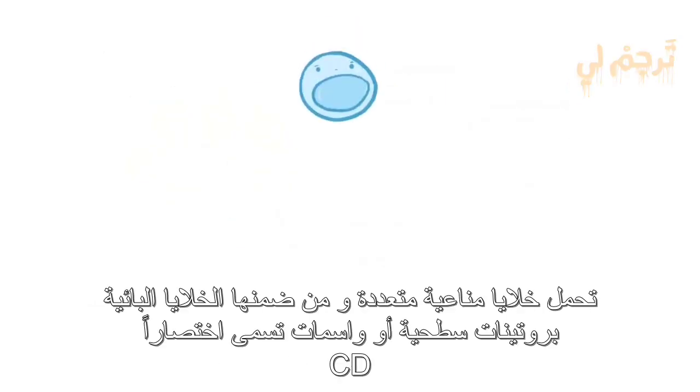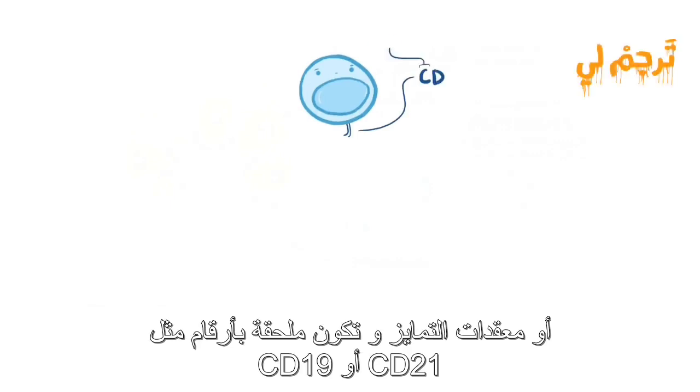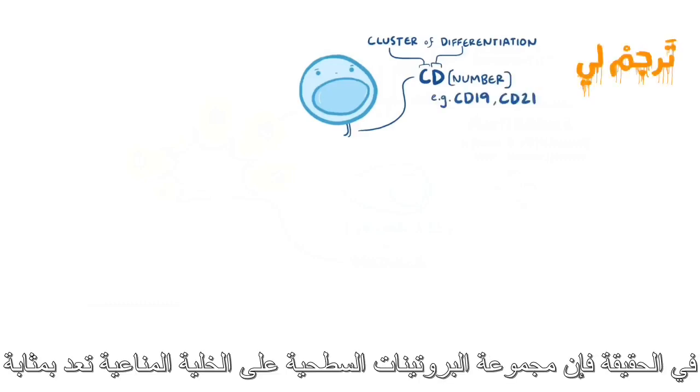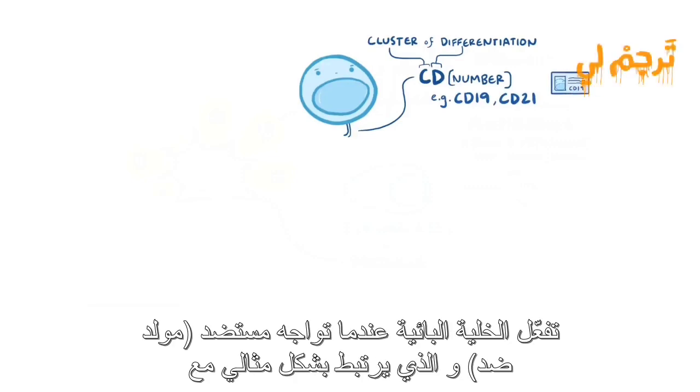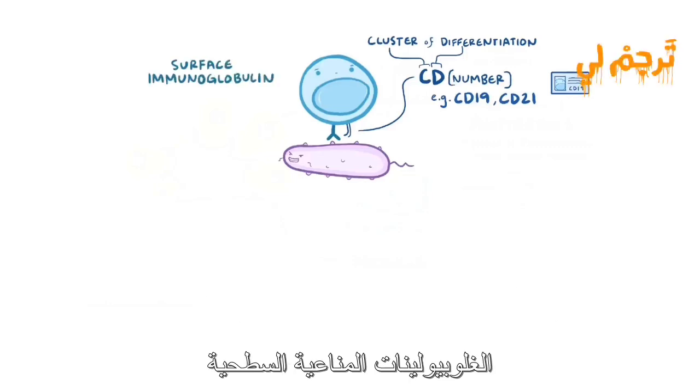Various immune cells, including B cells, have surface proteins or markers that are called CD, short for cluster of differentiation, along with a number like CD19 or CD21. In fact, the combination of surface proteins that are on an immune cell works a bit like an ID card. Now, a B cell is activated when it encounters an antigen that binds just perfectly to its surface immunoglobulin.